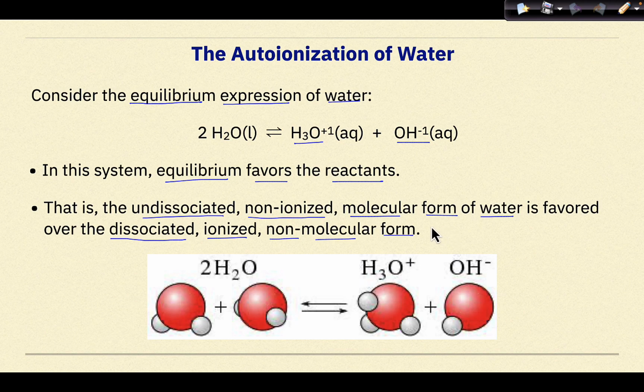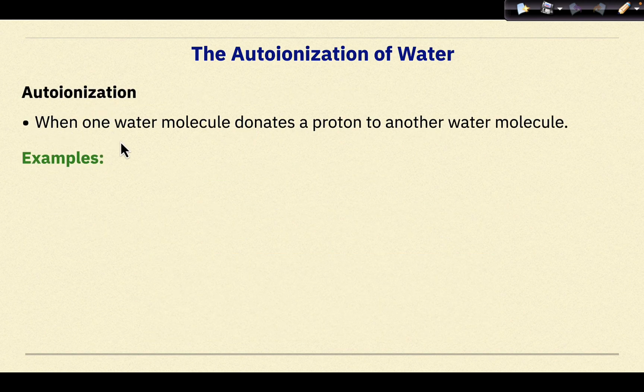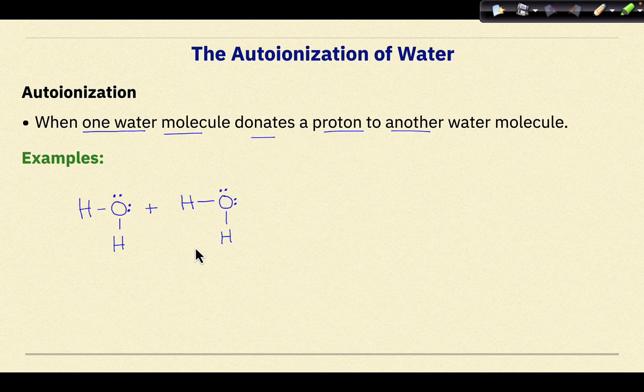Let's look at this more closely. Autoionization, when one water molecule donates a proton to another water molecule. Let's look at an example. The first thing that we need is the structural formulas of two water molecules. Here we have two water molecules. I'm going to call this first water molecule my acid, and I'm going to designate this other water molecule as my base. Now you might be saying, why are you calling this one the acid and this one the base?